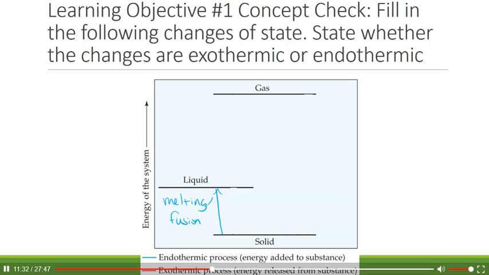Okay. And then going from a liquid to a gas also requires energy. We call this vaporization. And then going from a solid to a gas, a less endothermic process, this is sublimation.